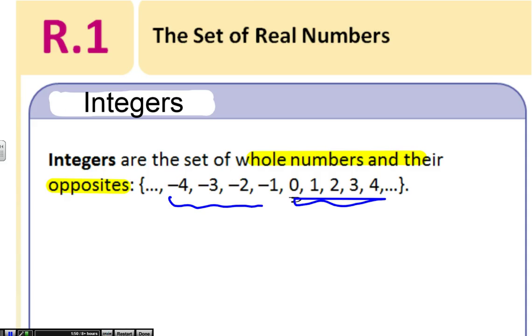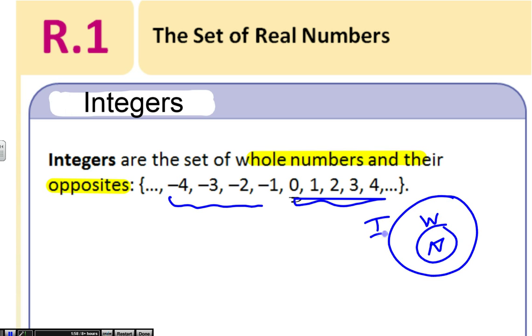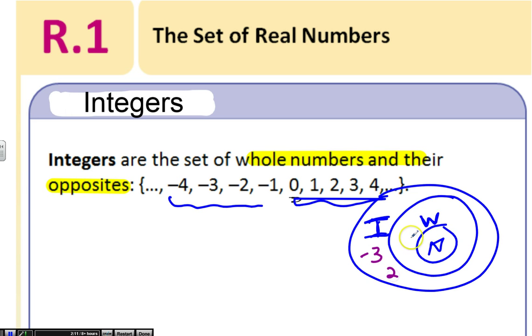So if we wanted to start looking at Venn diagrams, we could put natural numbers. A little bit bigger set would be whole numbers, and a little bit bigger set would be the set of integers. So it's like every whole number is an integer, but not every integer is a whole number. For example, -3 is an integer, but it's not a whole number. 2 is also an integer, which is also a whole number. So every natural number is also a whole number except for 0. So 0 is not in this set. 0 would be in this set, and that's the only difference between the natural numbers and the whole numbers.